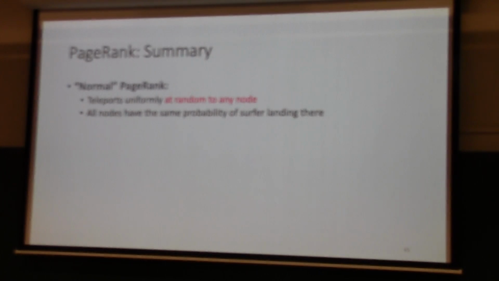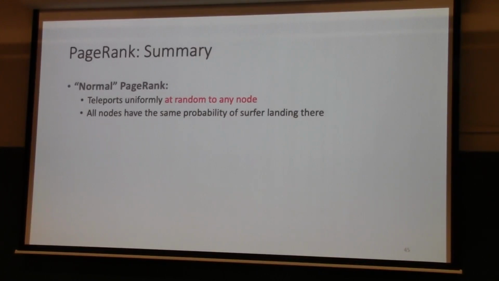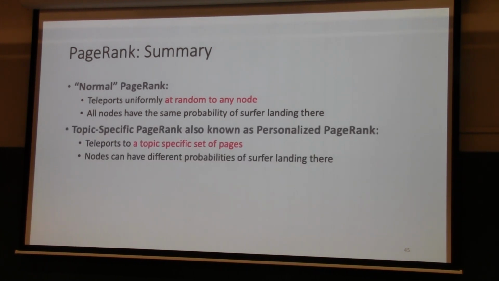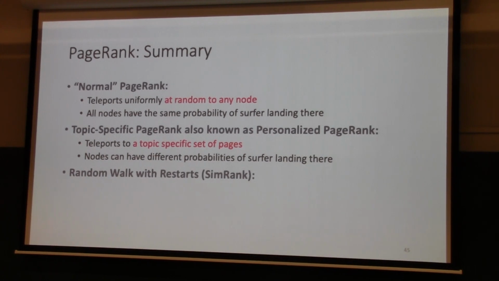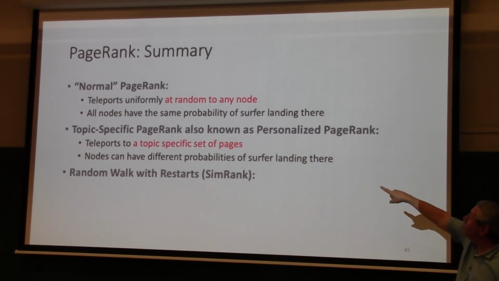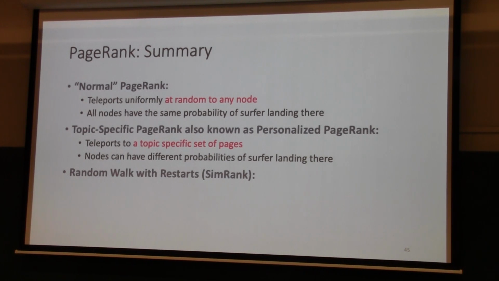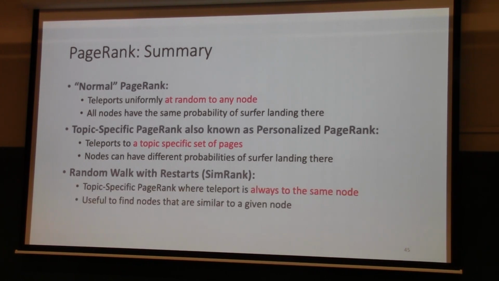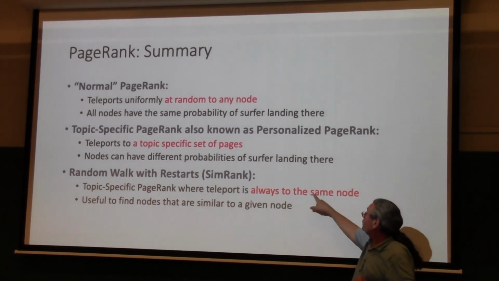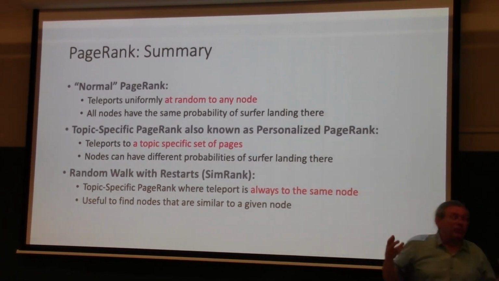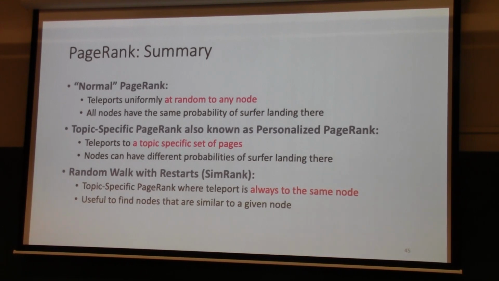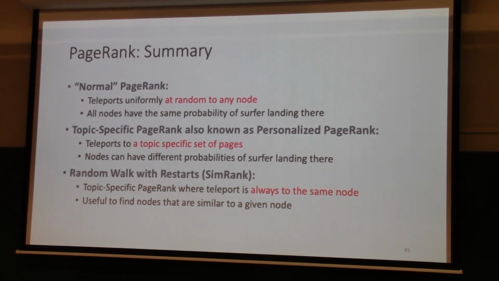So that gives us three kinds of variations of PageRank. The normal PageRank, which teleports randomly. We have the topic-specific PageRank, which teleports to pages that are relevant, and we have the SimRank, which always teleports to the same node for finding similar nodes. So these are three different ways of using PageRank.